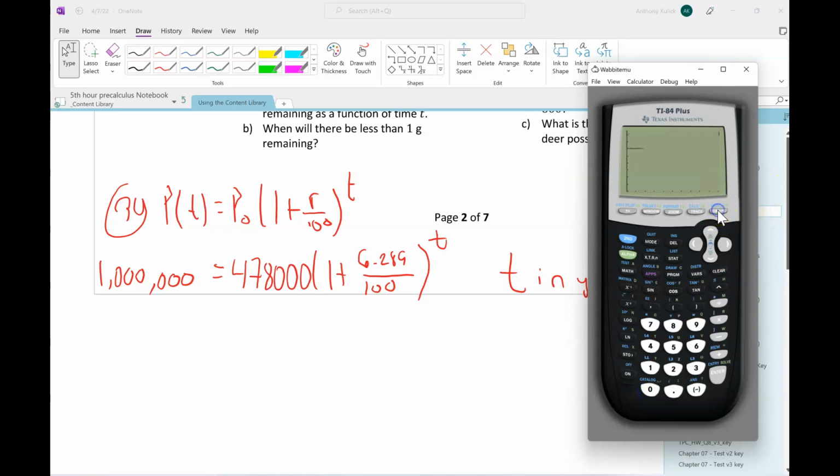Okay, and let's take a look here. So there's my 1 million line. Here's my population. Well, that happened a lot faster than I was expecting. Second trace, intersect command, enter, enter, enter. So 12.1.